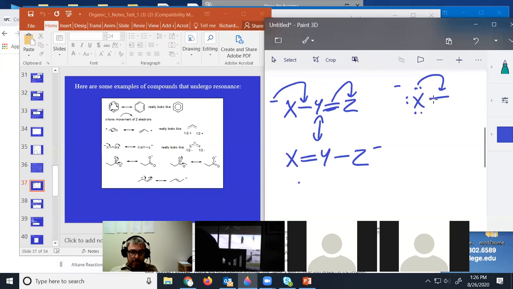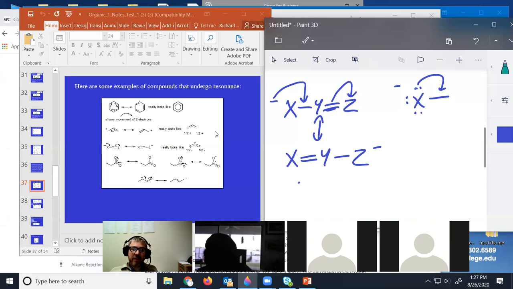So what determines if you can move the charges around? Like, how do you know what kinds of molecules can do that? They have to have this pattern. X negative, single bond, Y, double bond Z, where X and Y and Z can be any element. But it has to be that pattern.